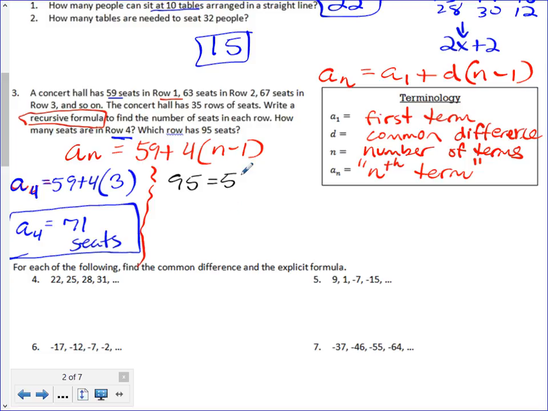So the first row plus the common difference. Now, here's the question. Do we know what row yet? No, we don't know. So leave it as n minus 1. Okay, leave it like that. And guess what we're going to solve for? Solve for n. That'll tell you which row to go to.